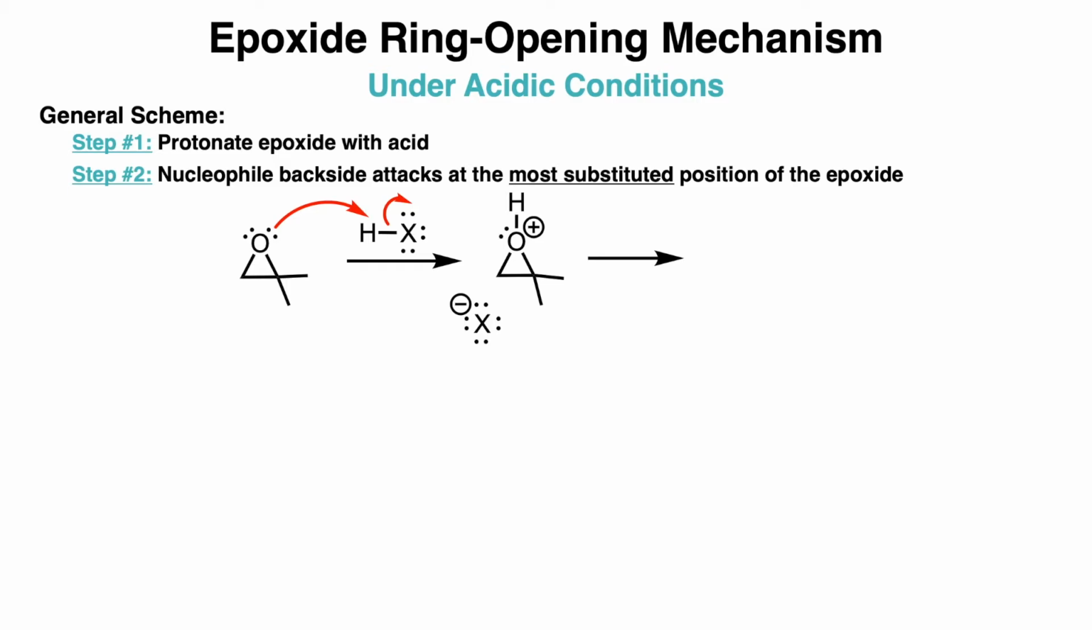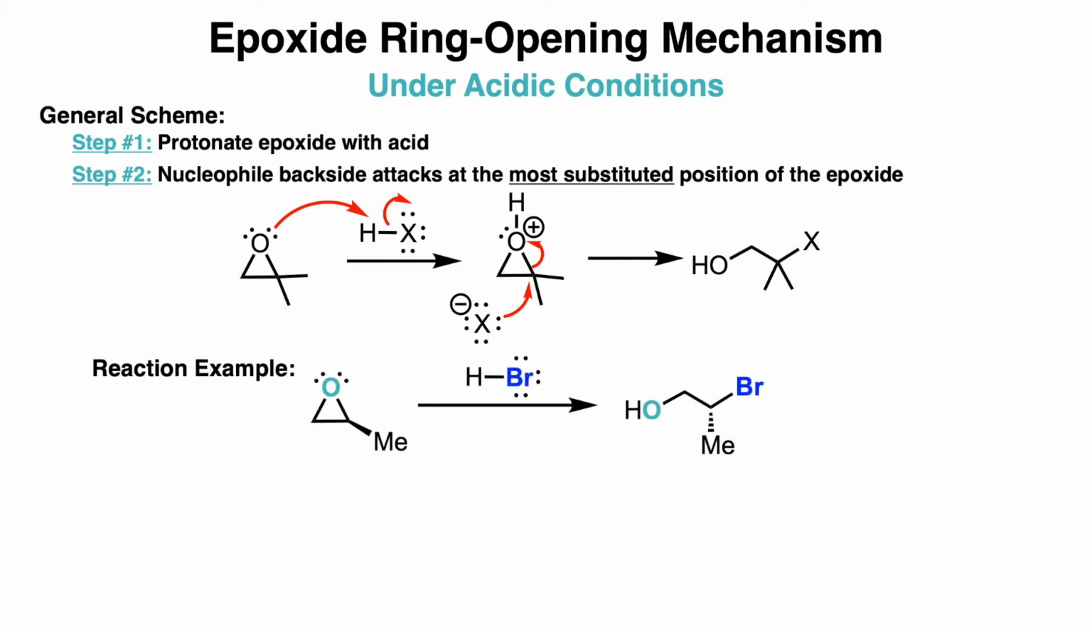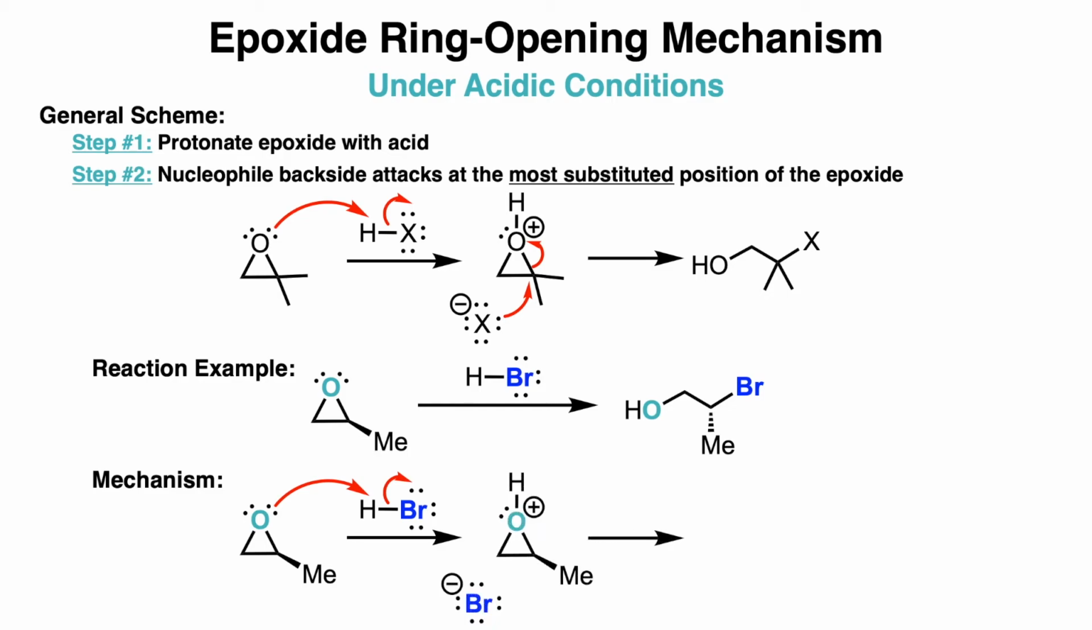Then in the second step, the halogen acts as a nucleophile and attacks the more substituted position of the epoxide, and the epoxide then opens up to form the product. In this reaction, this epoxide is reacting with HBr to form the following primary alcohol product. The mechanism starts with the epoxide oxygen getting protonated and HBr breaking to form a new lone pair on bromine. Then in the second step, Br- acts as a nucleophile and attacks the more substituted carbon, and then the epoxide opens up, which results in the alcohol product.